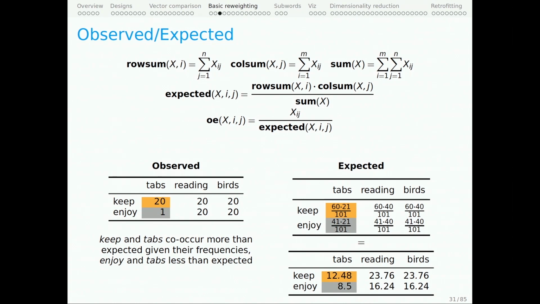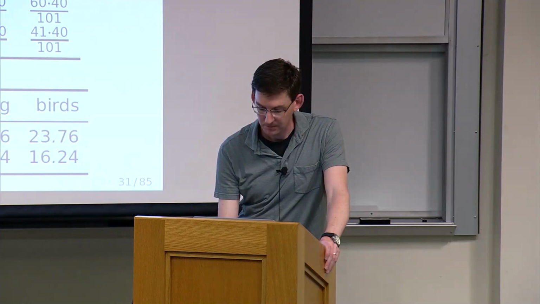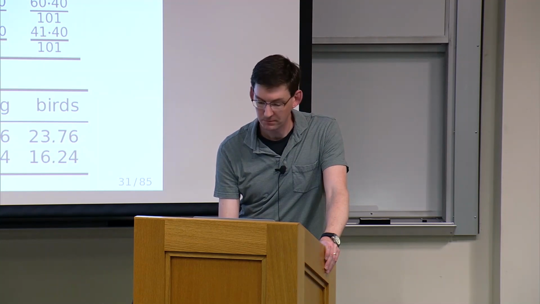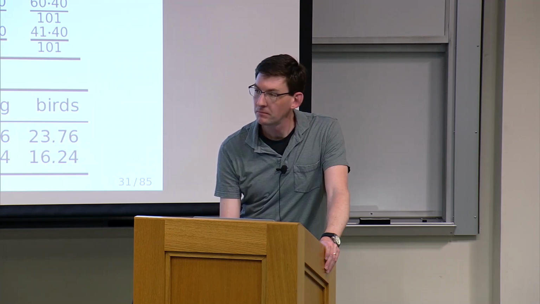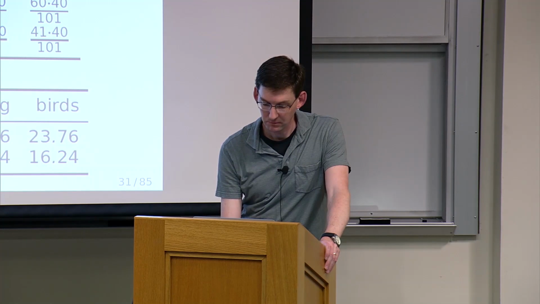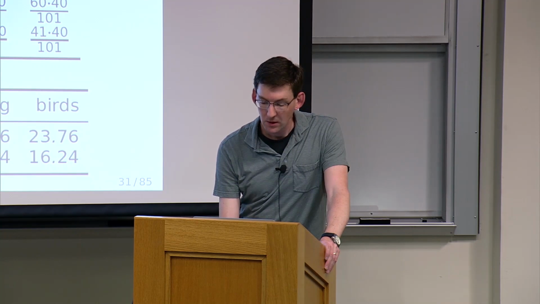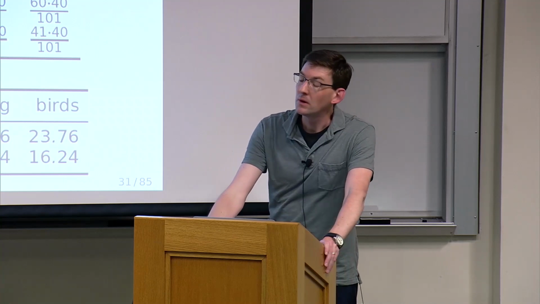Yeah? So generally when I'm thinking of the expected, the larger number tends to incur more expectation. So why is it that we're okay with keep tabs being less than, say, keep reading? Or is the metric preferring lower values?